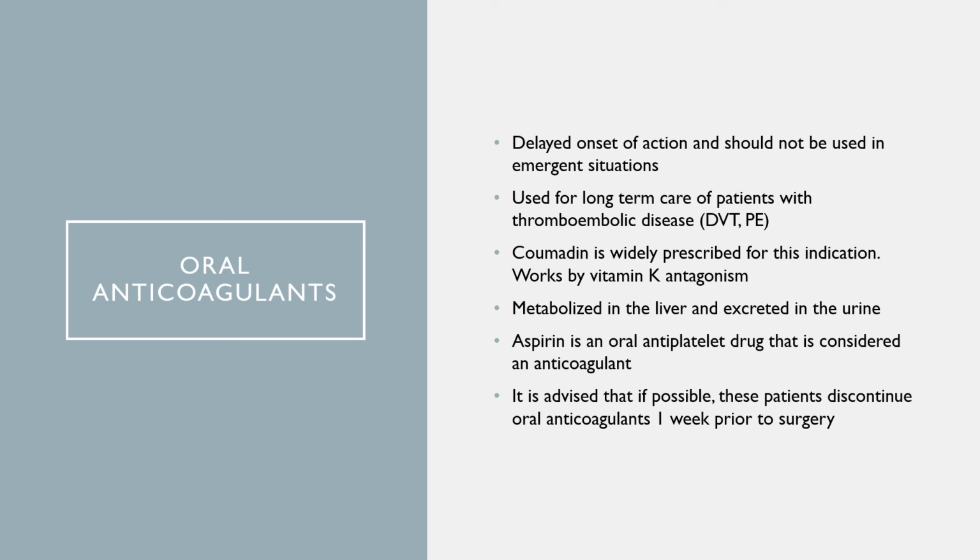Okay, we have the oral anticoagulants. Obviously, these are not going to be used in the surgical setting because they are oral. They have a delayed onset of action. They shouldn't be used in emergent situations. They're used for long-term care of patients with thromboembolic disease, DVTs, PEs. Coumadin is a widely prescribed medication for this indication. So we've talked about Coumadin before. It works by vitamin K antagonism, so vitamin K is the antagonist to Coumadin. This is metabolized in the liver and excreted in the urine.